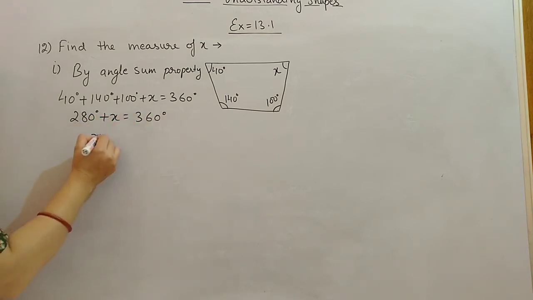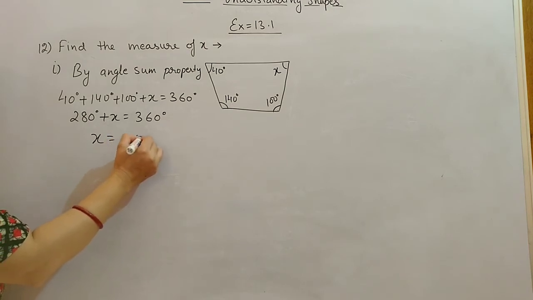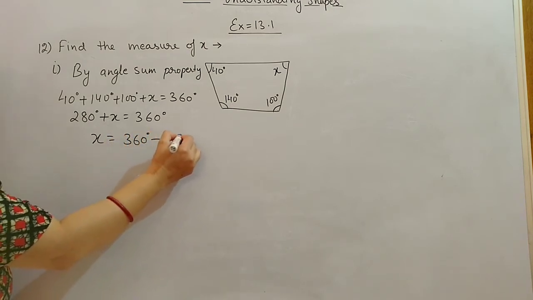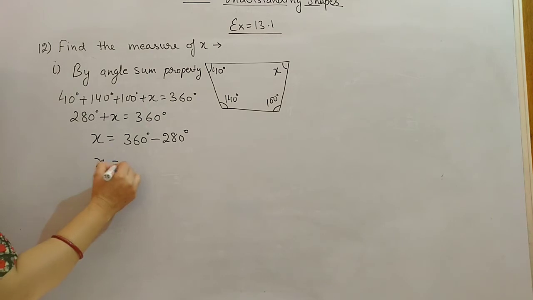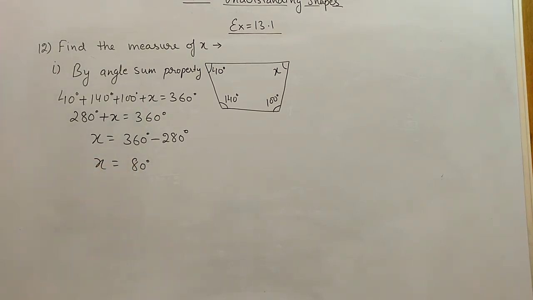So 280 we can shift to the other side. It will go for subtraction. So the value of x will be 80 degrees.